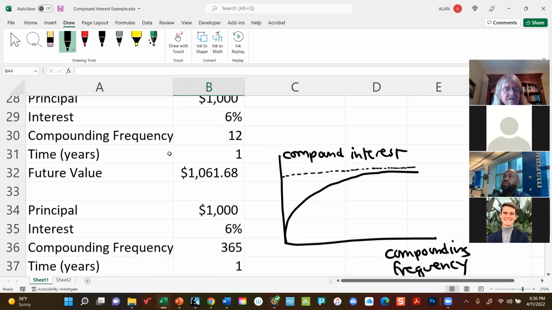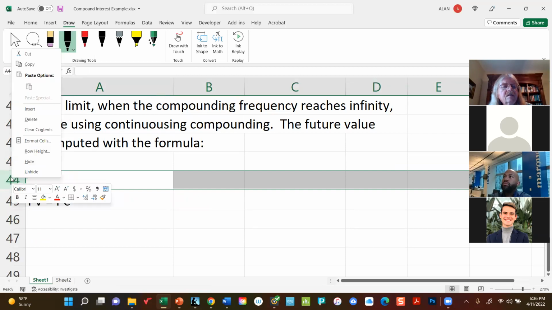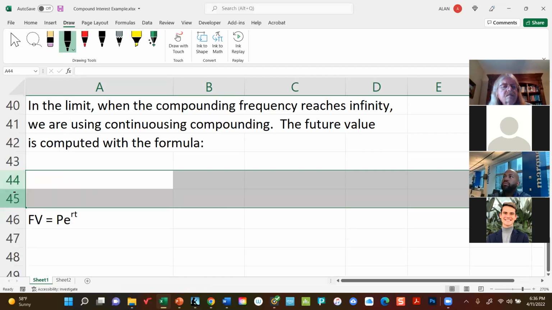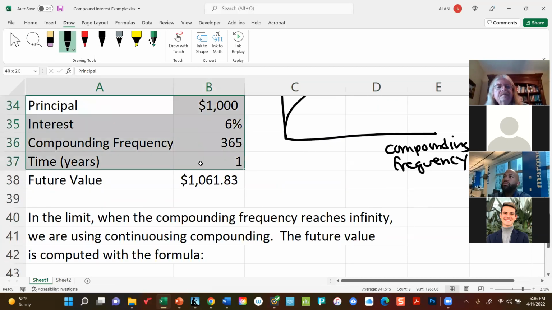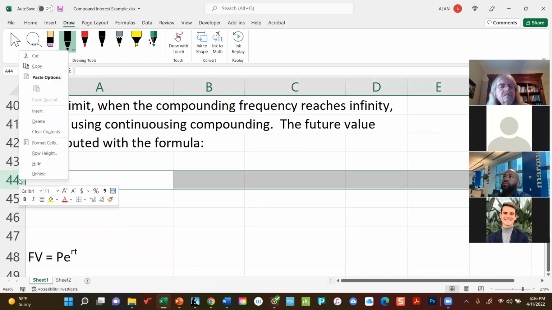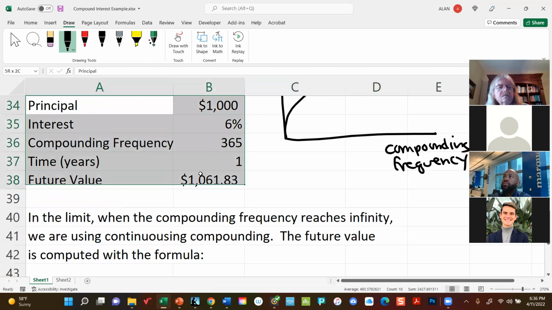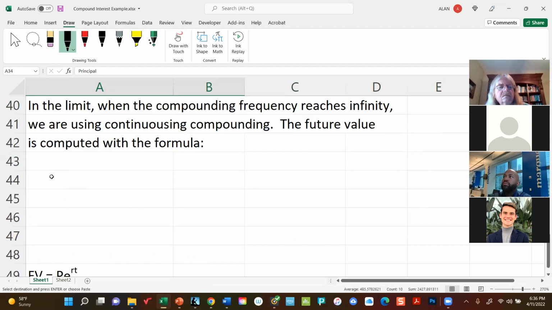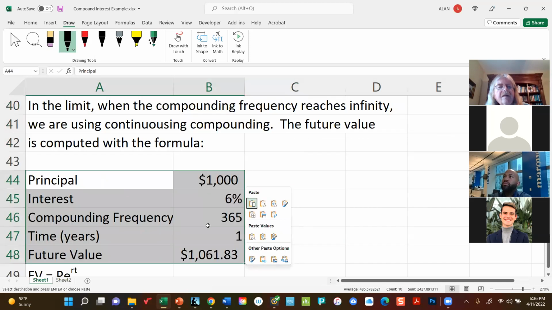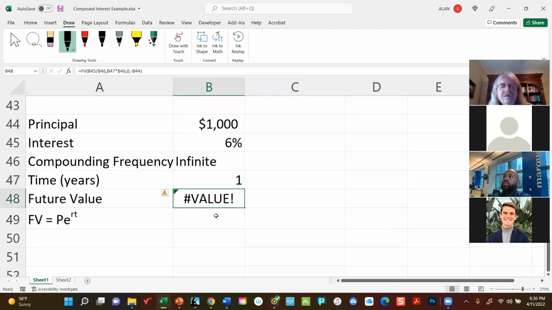So in other words, for this case up here, in fact, let me copy the data again so we can see it. So let's say this time everything's the same except the compounding frequency is infinite. Okay, so what is the future value?